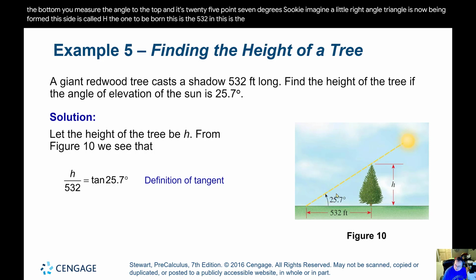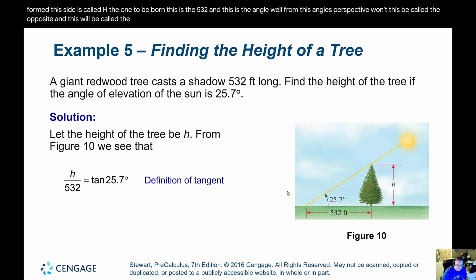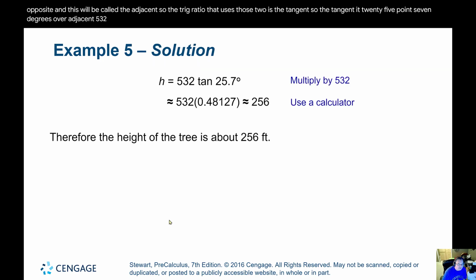Well, from this angle's perspective, won't this be called the opposite, and this will be called the adjacent? So the trig ratio that uses those two is the tangent. So the tangent of 25.7 degrees is opposite, H, over adjacent, 532. A little multiplication or cross multiplying, and you get roughly 256 feet. And that is us. I hope that was useful.